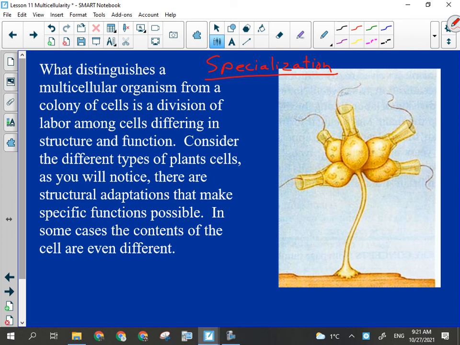All right, they're going to have way less mitochondria because they're not going to have the energy needs that a muscle cell would need. All right, you guys follow what specialization means there? Okay, so that's the key thing. This is a really important word when it comes to distinguishing between a multicellular organism and a colony of cooperating cells.